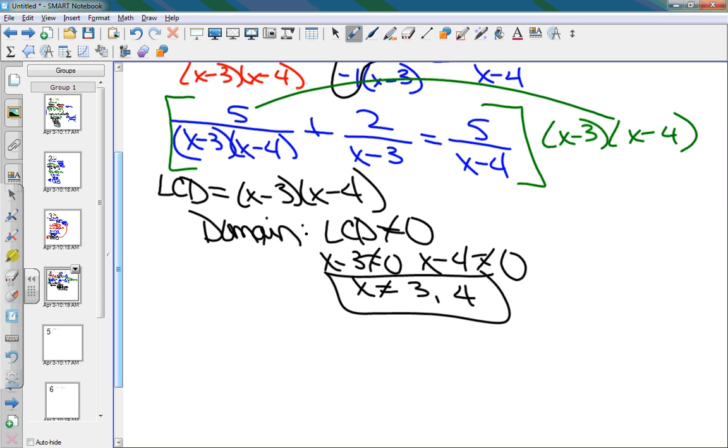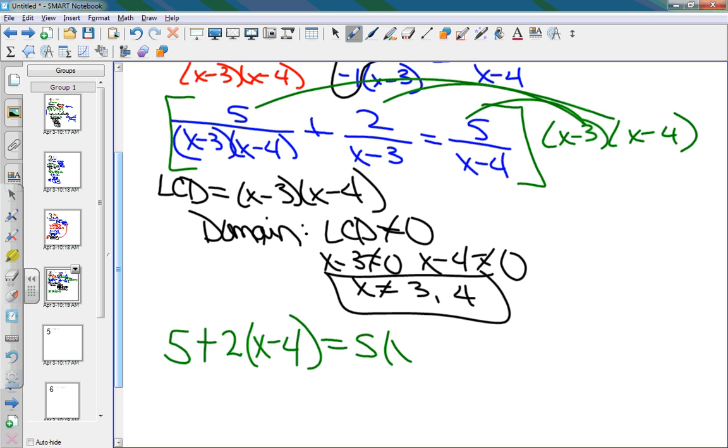Here we go. What cancels out when we go clear over there by that 5? x minus 4. So what am I left with? 5 times x minus 3. Go to the next one. What cancels out? And what am I left with? I'm left with 2 times the x minus 4 is equal to? What cancels out there? 5 over x minus 4. 5 times the x minus 3 is what's left. Very good.